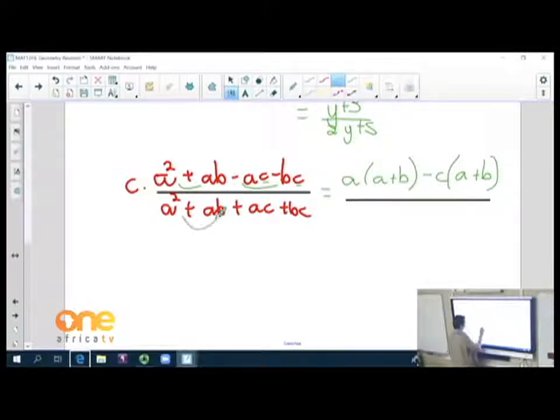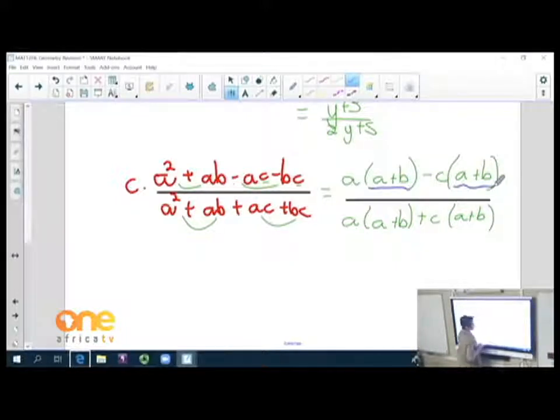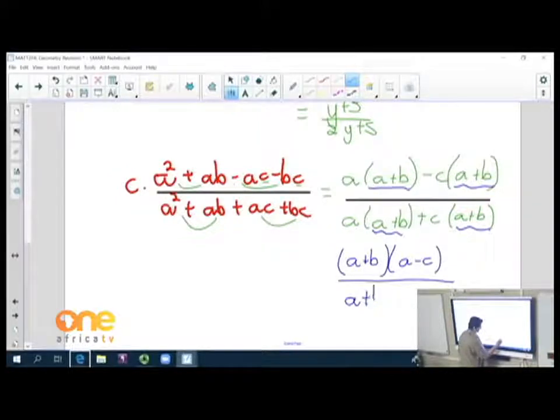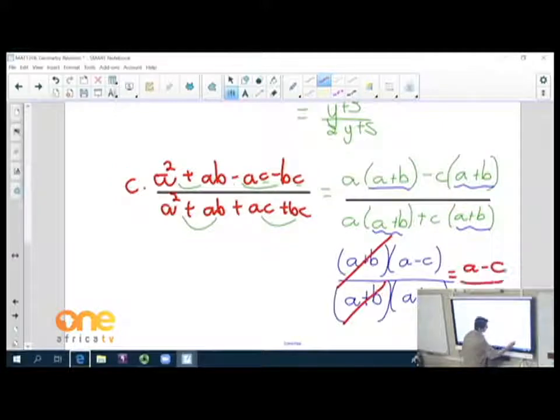And here again, we're going to do the same thing of grouping, so it's a plus b, plus c, a plus b. But we're not finished now there. Remember, grouping is a double HCF, so I'm going to take out that second HCF there, so it's a plus b, and we times then with a minus c. Same thing here. We take out the a plus b, and then a plus c remains. Now we can cancel. This will cancel out. So the answer is a minus c over a plus c.